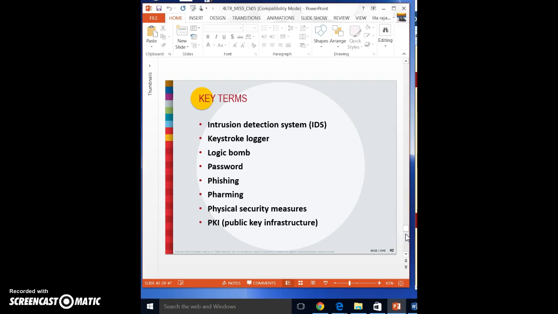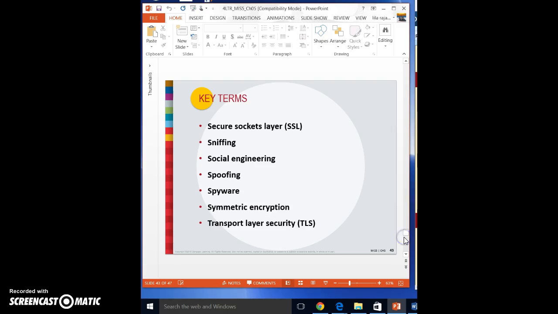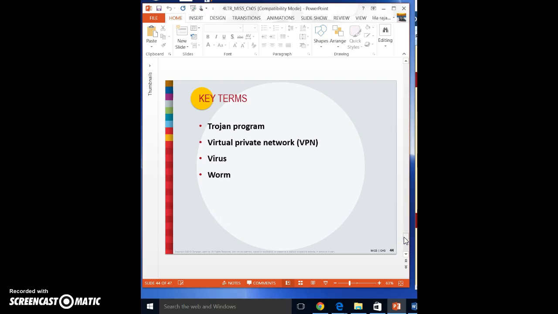Also, we talked about intrusion detection systems, keystroke loggers, logic bomb, phishing, pharming, physical security measures, public key infrastructure, as well as secure socket layer and transport layer security. Also, we talked about sniffing, social engineering, spoofing, and spyware. Also, we talked about virtual private network, viruses, Trojan programs, and worms.